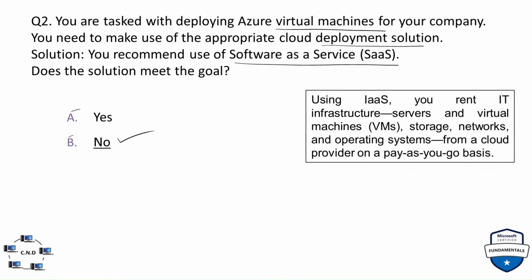And why? It is because using infrastructure as a service, in our case, we can rent IT infrastructure such as servers and virtual machines, storage, networks, and operating system from a cloud provider on a pay-as-you-go basis. So the right choice here would have been infrastructure as a service when you want to deploy virtual machines for your company on a cloud service provider infrastructure.